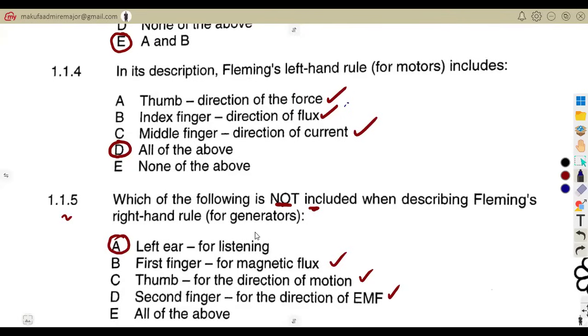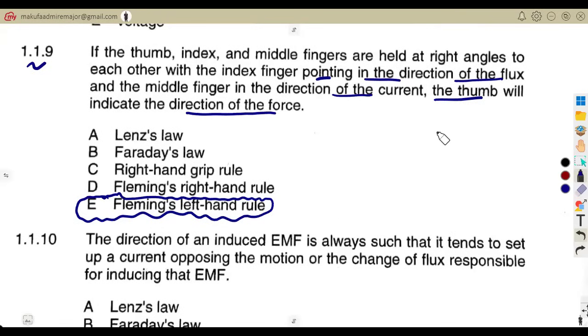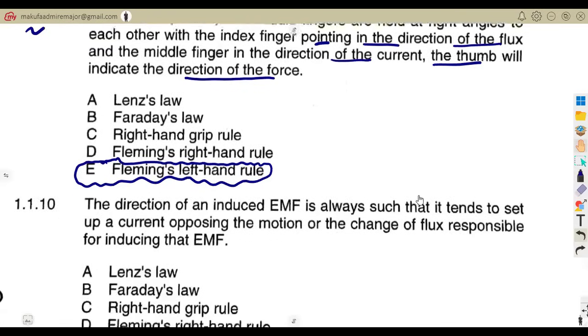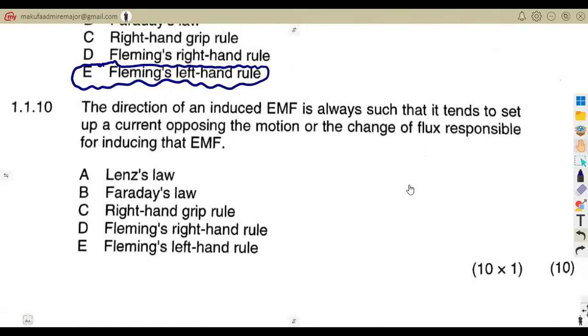The right hand rule is all about the flux, where we talk of the first finger for magnetic flux, the thumb for direction of motion, the second finger for direction of EMF. So you must know the difference. And as we are doing revisions, guys, I hope we must find time to talk about these, presenting them in terms of the diagram.